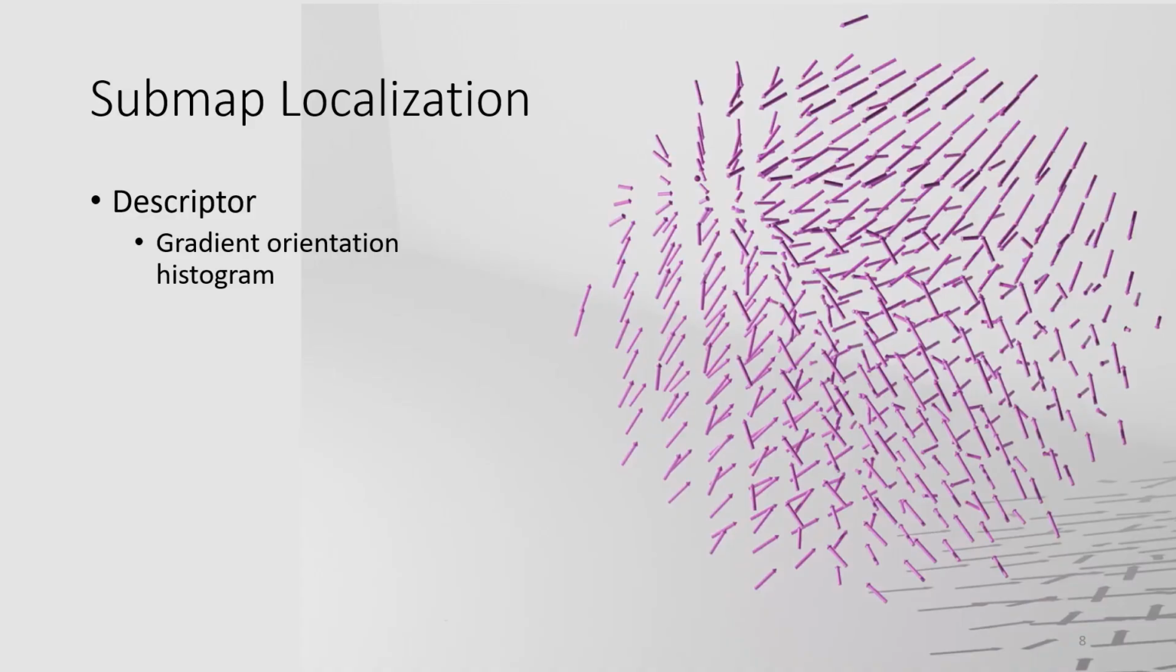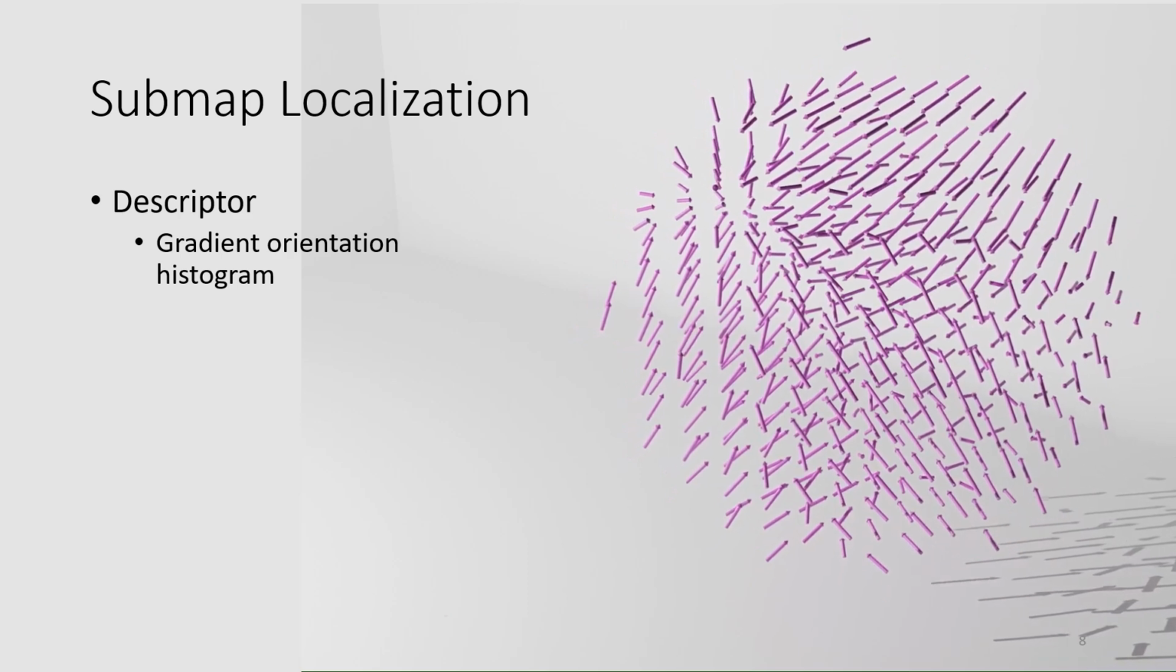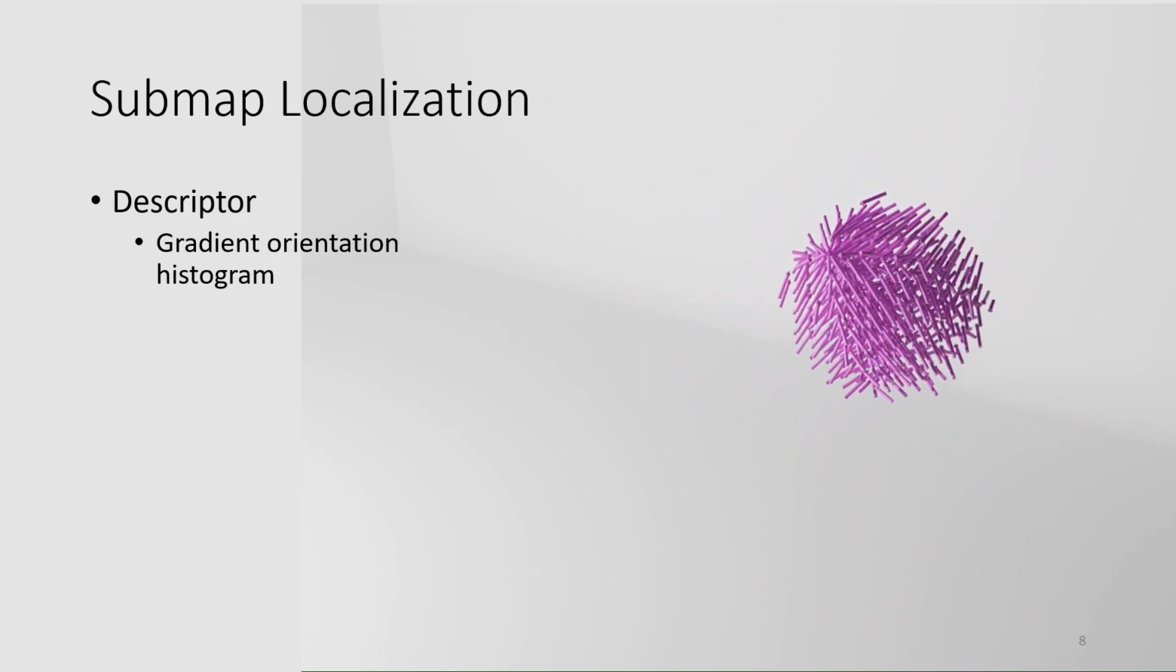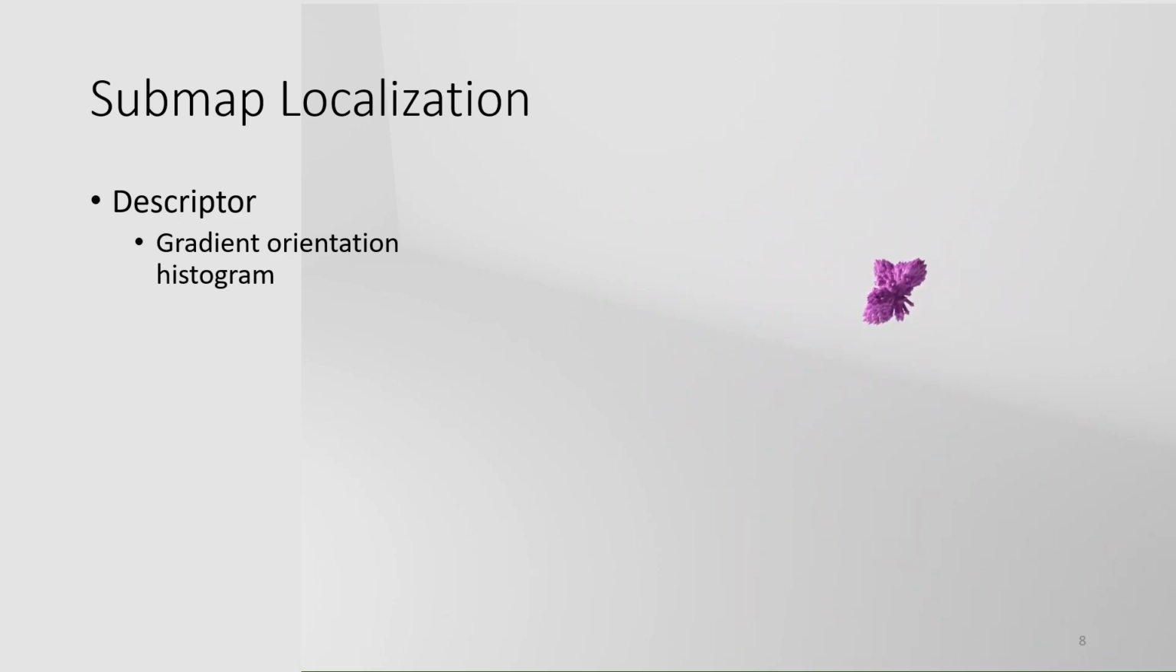Here you can see in purple a collection of gradient vectors of the distance function which surround a single interest point from the previous slide. Our descriptor takes the form of a gradient orientation histogram. This animation shows the process of compressing these vectors into our descriptor.